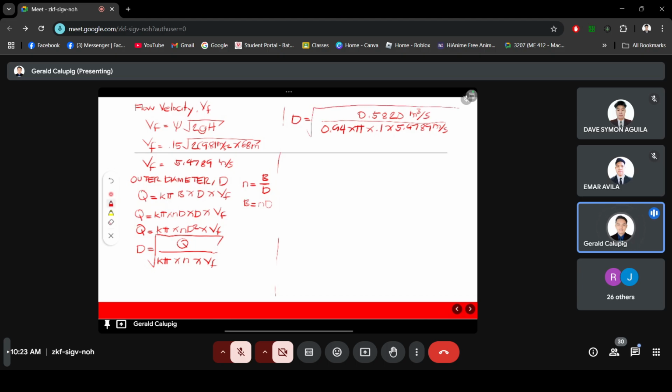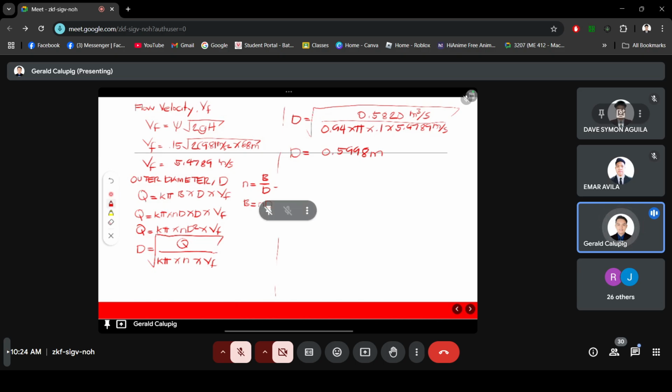So let's create the square root of the expression. We can have the value of D is equal to what? Please try to solve. 0.5998 meters. Thank you. So we have here the value of our diameter, which is 0.5998 meters. Since we already have the value of diameter, we can also get the value of B, or the width, using this equation.